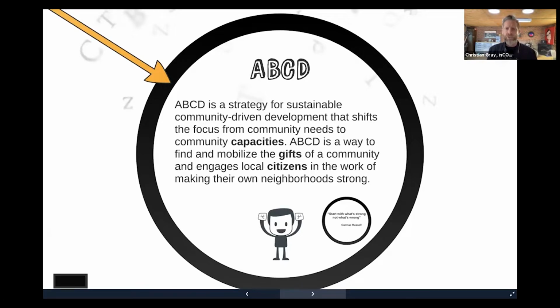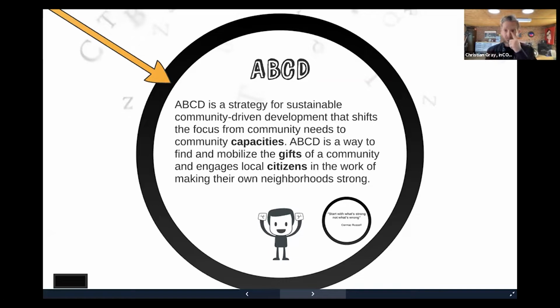What's the definition of ABCD? It's a strategy for sustainable community-driven development that shifts the focus from community needs to community capacities. It's a way to find and mobilize the gifts of a community and engages local citizens in the work of making their own neighborhood strong.